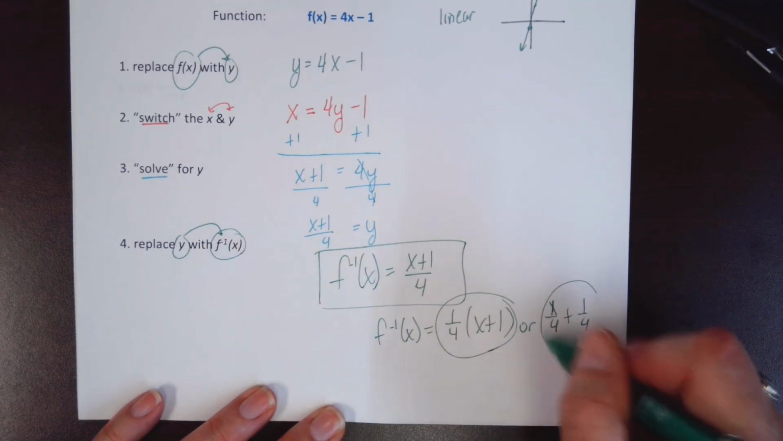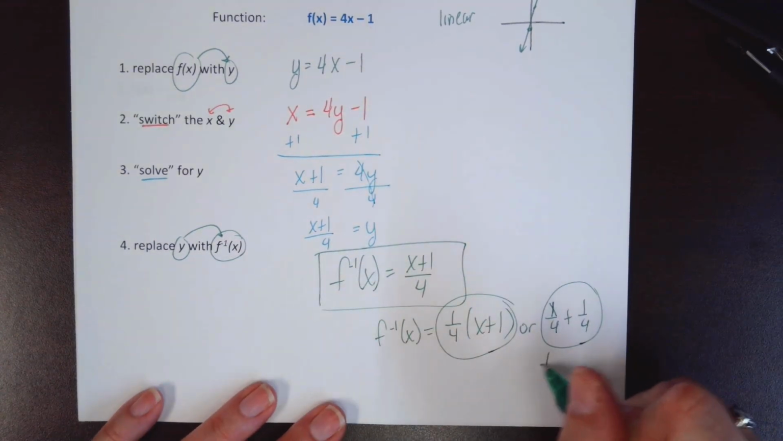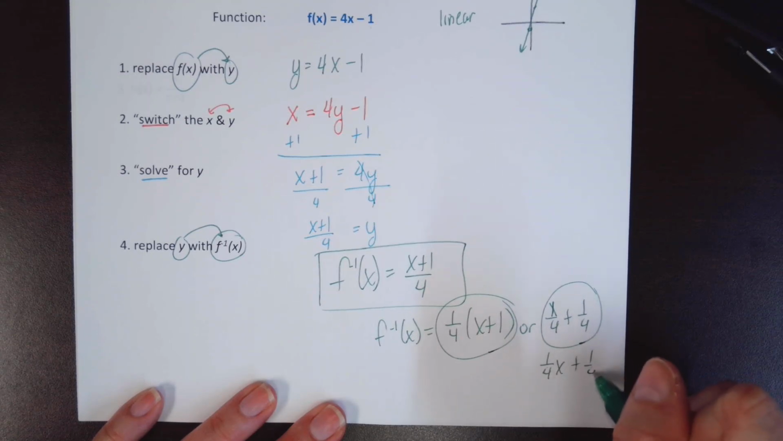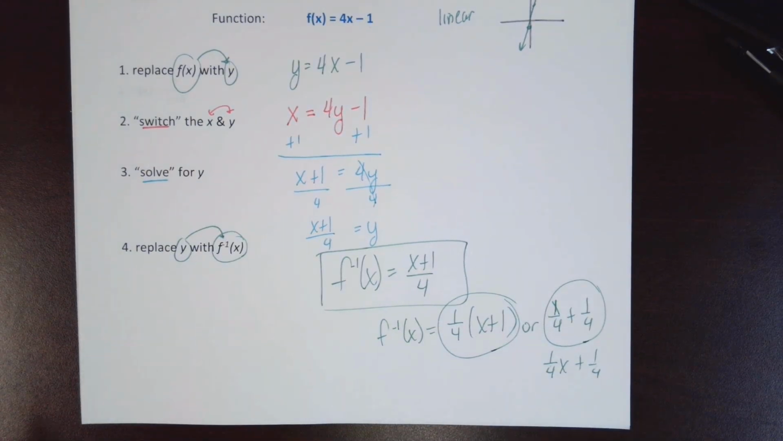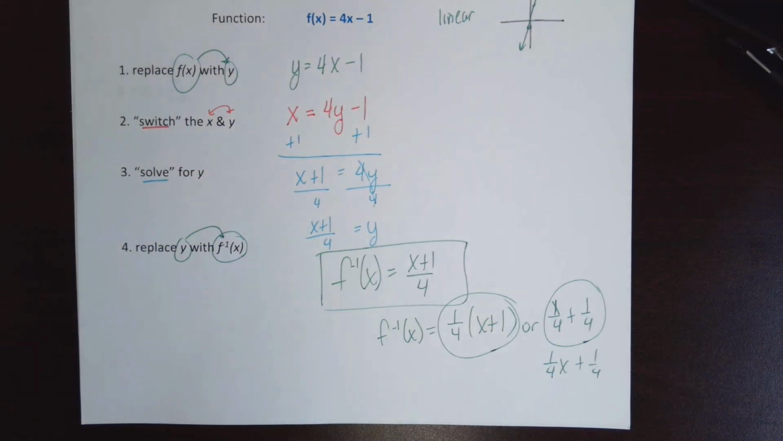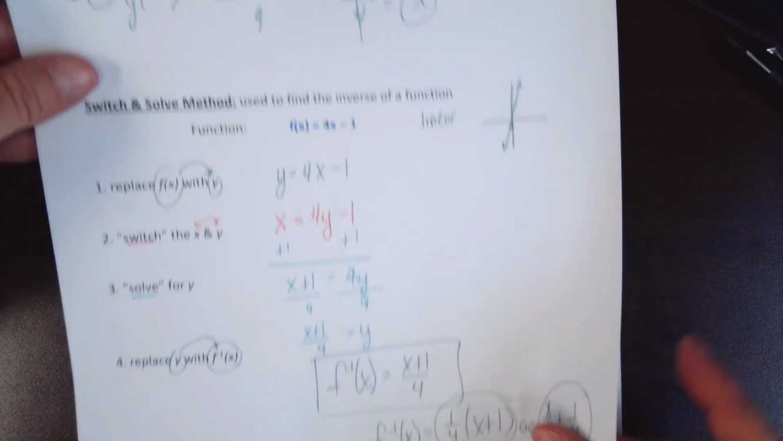Either way, these are equivalent ways to write that. This one could be 1/4 x plus 1/4, so that we have our slope-intercept form of our linear function, which we have not addressed yet, but we're going to get to really soon. All right, let's do a little bit of practice with finding a function's inverse.